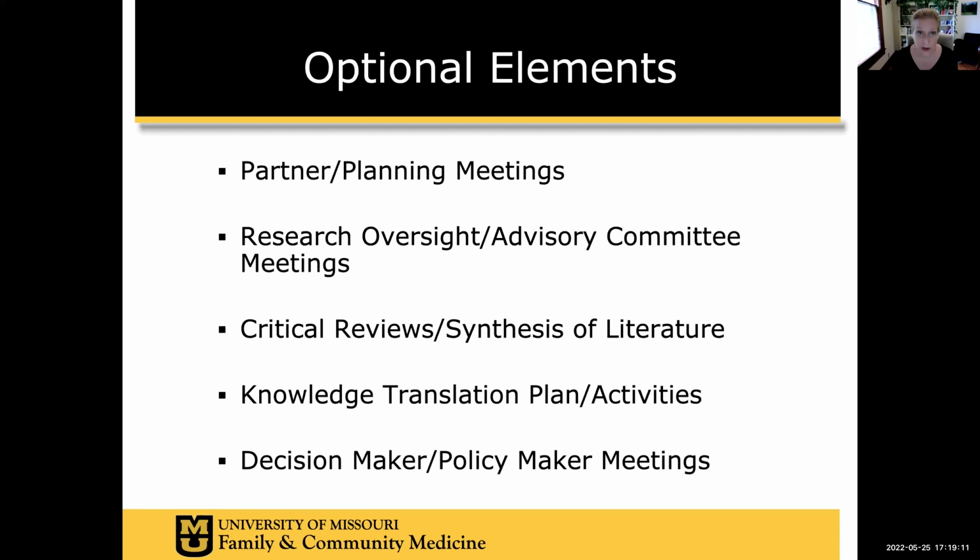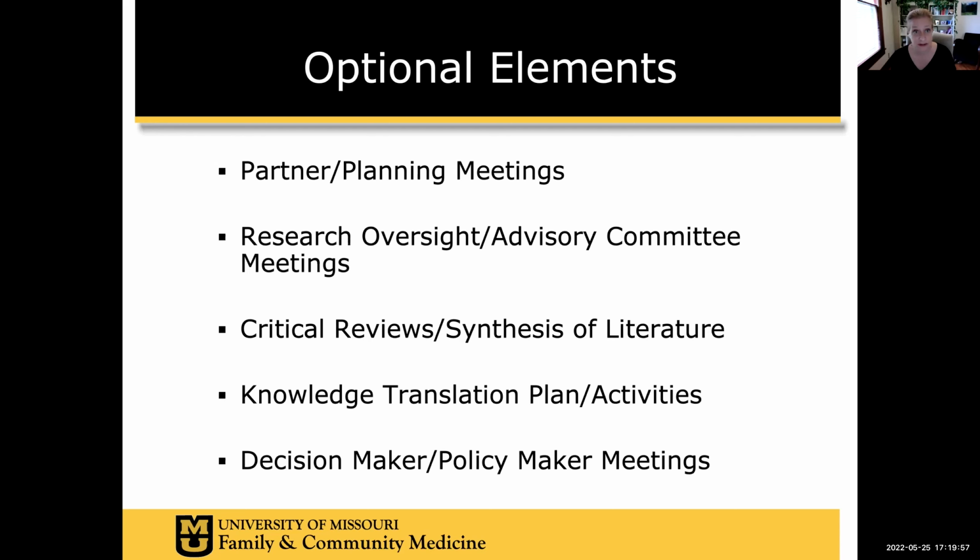Here's optional elements that you might want to put into your timeline to flesh it out, depending on how your protocol is written. Partner or planning meetings. If you have a lot of other people involved in the research, you might want to have annual meetings, quarterly meetings. How often do you need to meet to move this ahead? Research Oversight Advisory Committee meetings. Some funding agencies, like Genome Canada, require you to have an annual oversight committee meeting. And so, you have to put those into your timeline, like, okay, at the end of year 1, we're going to have this meeting, and this is who's going to be invited, and this is how it's going to be run. Budget implications. We're in a virtual world now, but before the virtual world, you had to pay for people to come to your oversight committee.